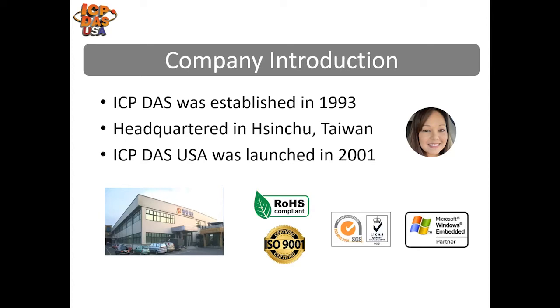ICP DAS USA provides industrial control products and data acquisition systems. We provide industrial data acquisition, data communication, automation control, and test and measurement products. ICP DAS was established in 1993. It focuses on improving industrial automation technology. We provide ROHS compliant, lead-free equipment and have our ISO 9001 certification. We thoroughly test our products and provide reliable and stable, innovative solutions.